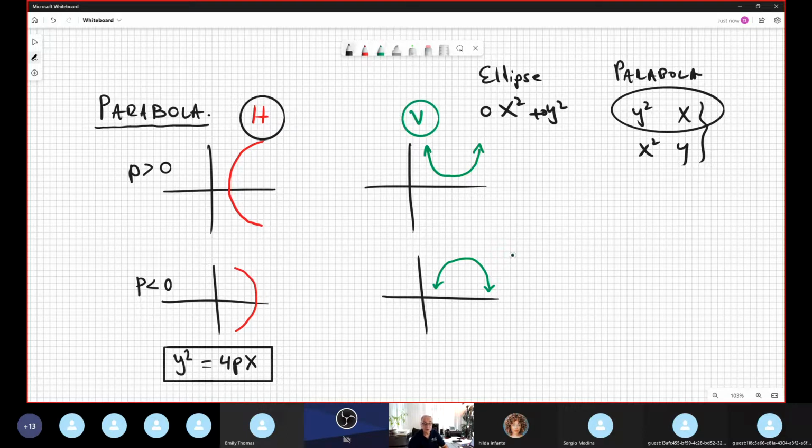And the equation is x squared equals 4py. So x squared is vertical, y squared is horizontal. p is the parameter that identifies. When p is positive, the vertical parabola opens upward. When p is negative, the vertical parabola opens downward. And for the horizontal parabola, when p is positive, it opens to the right, and when p is negative, it opens to the left.